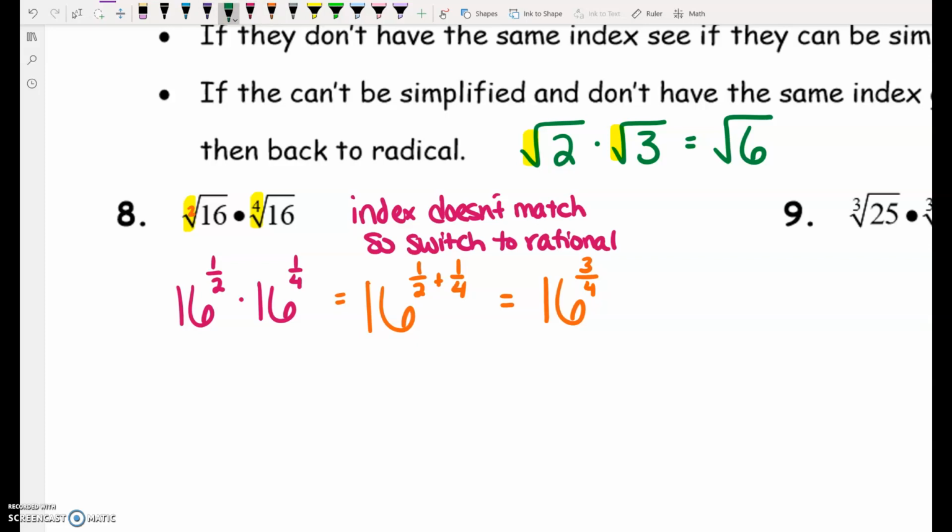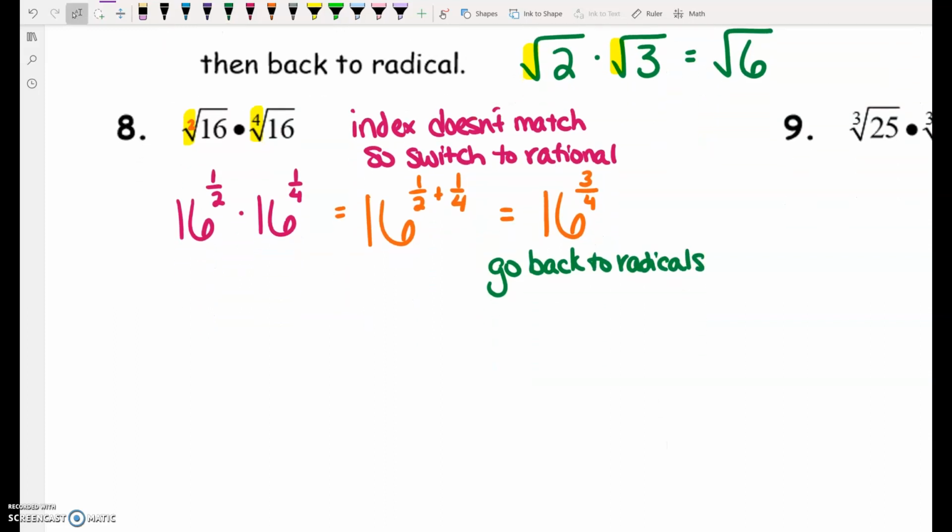But if we started in radical form, we have to end in radical form. So now we need to switch back. Go back to radical form. The fourth root of 16, because there's a 4 on the bottom. Remember, the bottom is going to be the index. The top number is going to be the exponent. So this is the fourth root of 16, that whole thing raised to the third.